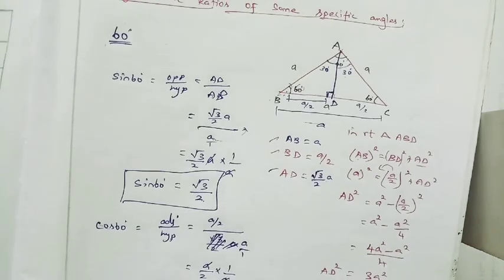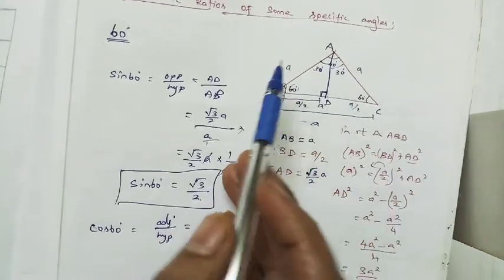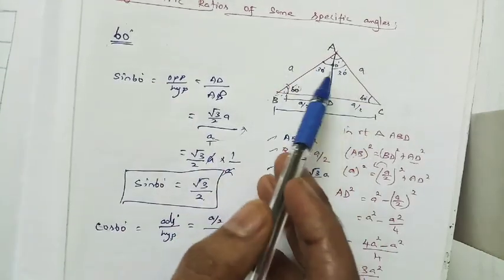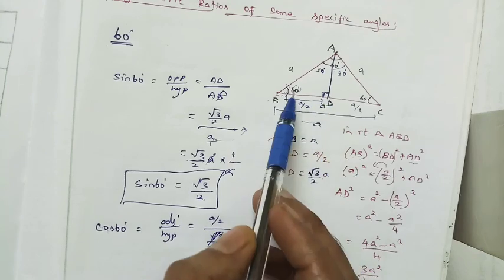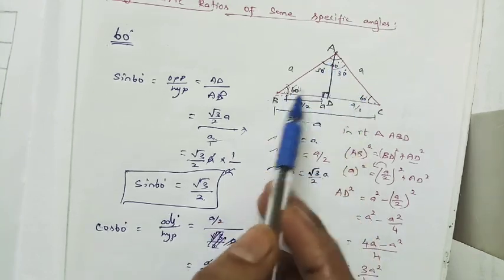So this is the base, right? Just keep these things in your mind. For finding the 60 degree in an equilateral triangle, I'm just drawing a perpendicular line, and each angle is nothing but 60 degree, right?